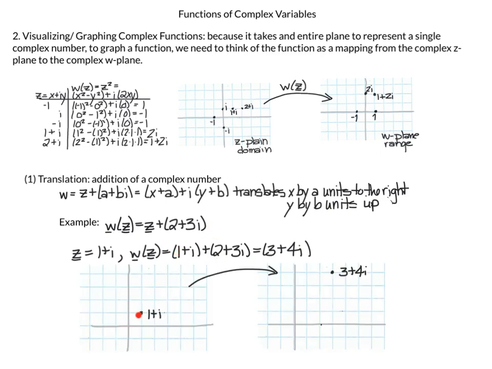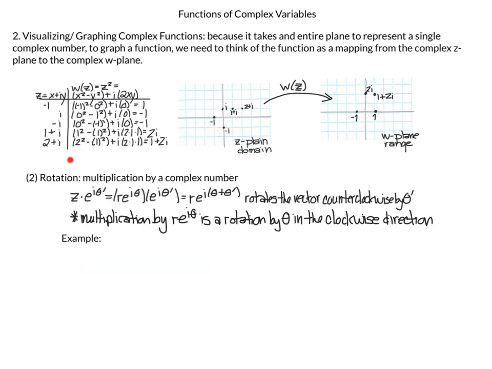Graphing this will take my 1 plus i and map it to 3 plus 4i. So you can see my original point, and I'm just going to put my original point here in blue. It shifted my original point over by this 2 to the right, and then it shifted the y coordinate up 3 to get our new point. So that's translation. Translations are achieved by adding a complex number.